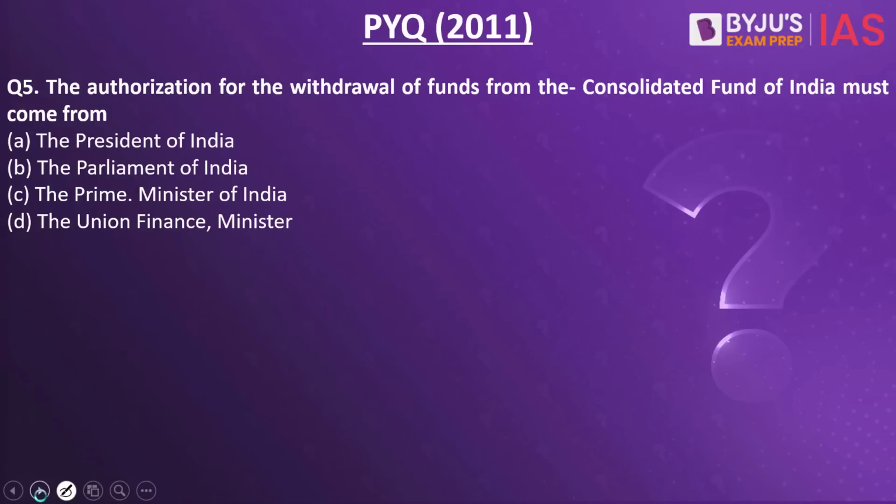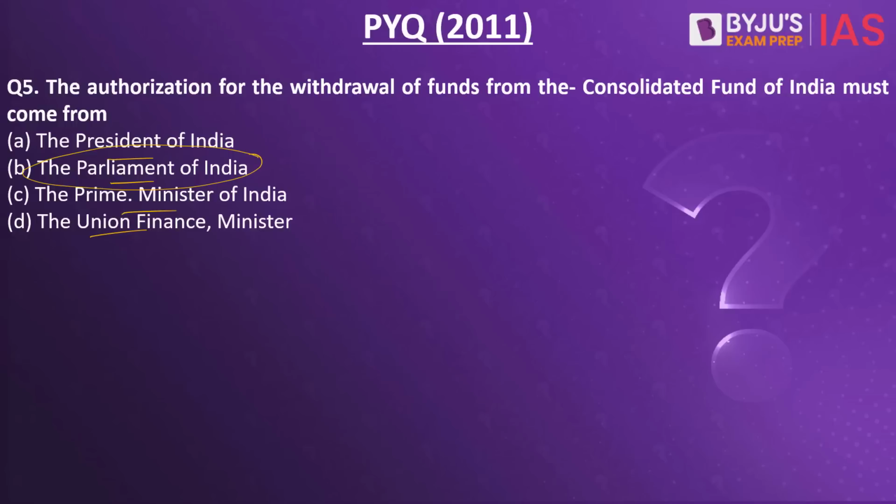The authorization for the withdrawal of funds from the Consolidated Fund of India must come from the President of India, the Parliament of India, the Prime Minister of India, or the Union Finance Minister. The answer to this is the Parliament of India. This happens to be a previous year question from the year 2011. So it is the Parliament which has the power to authorize by law the withdrawal of money from the Consolidated Fund of India for the purposes for which the grants have been sanctioned.